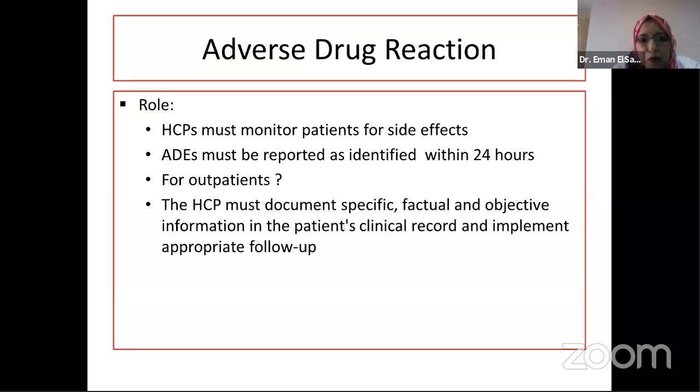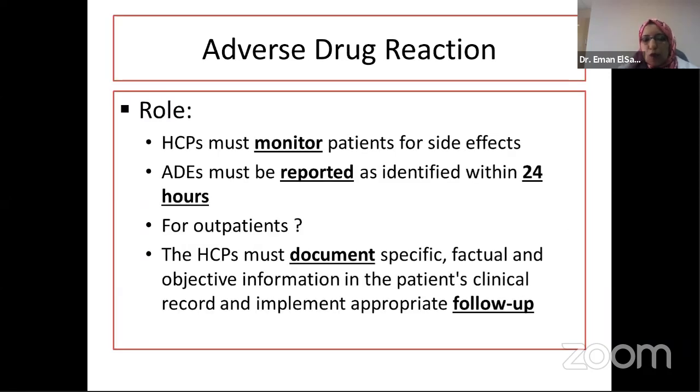So our role as a healthcare provider is first to monitor the patient for side effects after giving any medication. If there is any adverse drug reaction, it should be reported within 24 hours. Regarding outpatients, they should be monitored through the physician when the patient revisits, or by the pharmacist during counseling, or even by the patient when calling. We should encourage and educate the patient that if he feels any unintended effect, he should contact the physician. The healthcare provider must document this effect in the clinical record and implement appropriate follow-up. So our role is to monitor, to report, to document, and to follow up.